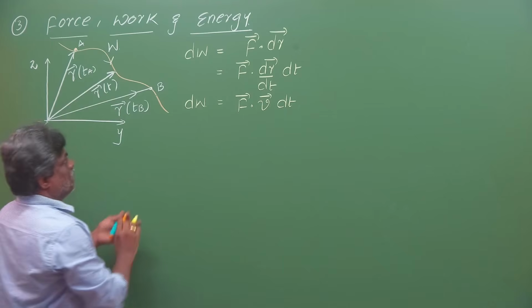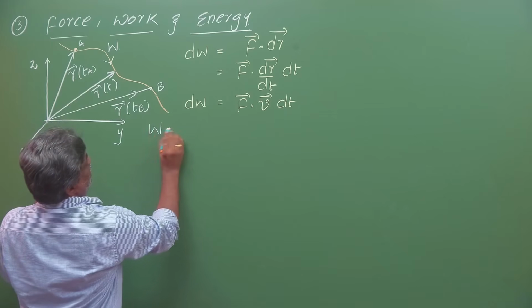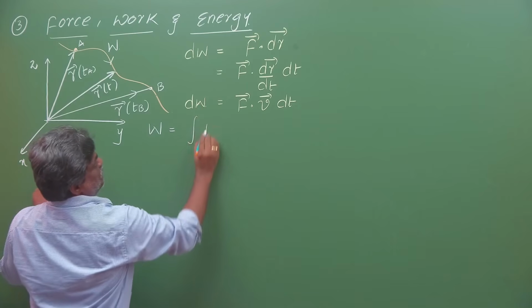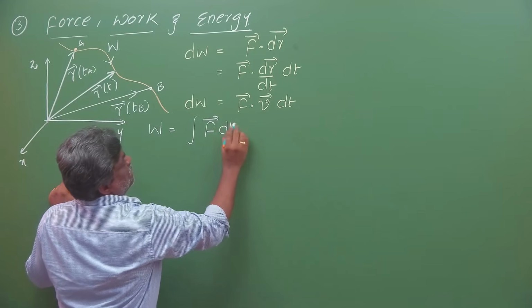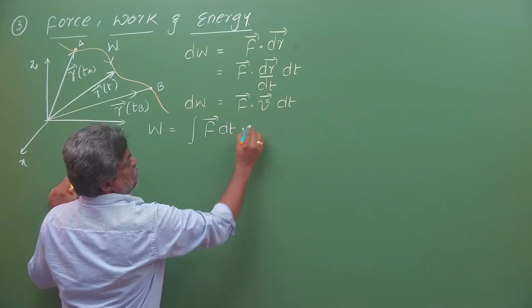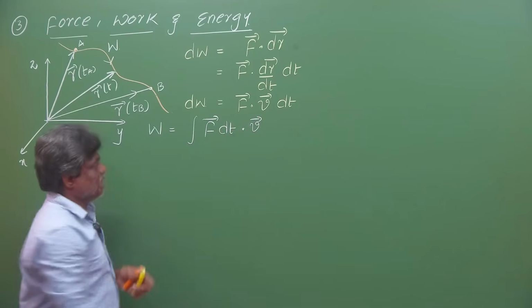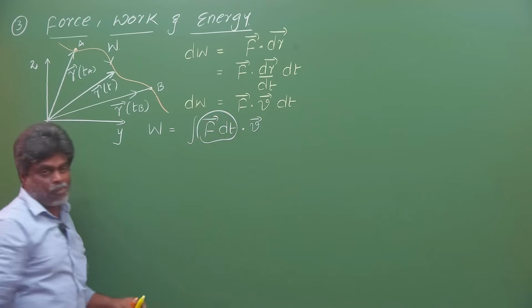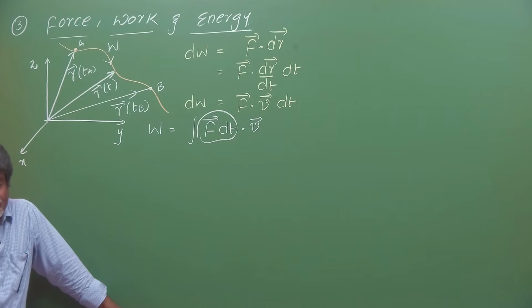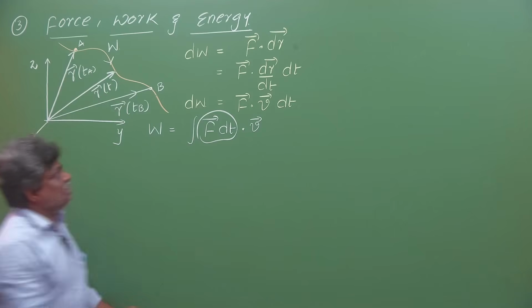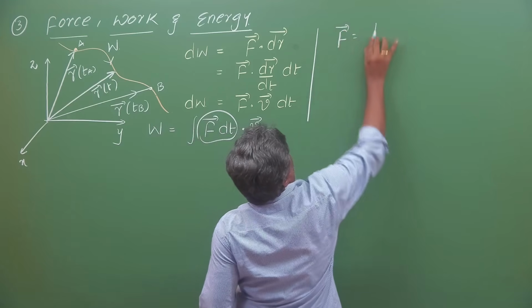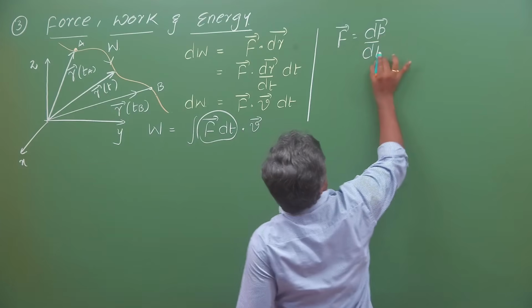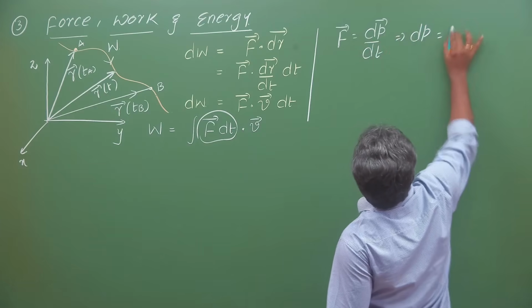To find the work done, simply I have to do the integral of F bar dot v bar dt. With your permission, I will write it as F bar dt dot v bar. Now carefully observe what this is. Change in momentum. Now see, what is the definition of force? Rate of change of momentum. That is nothing but dp equals what?